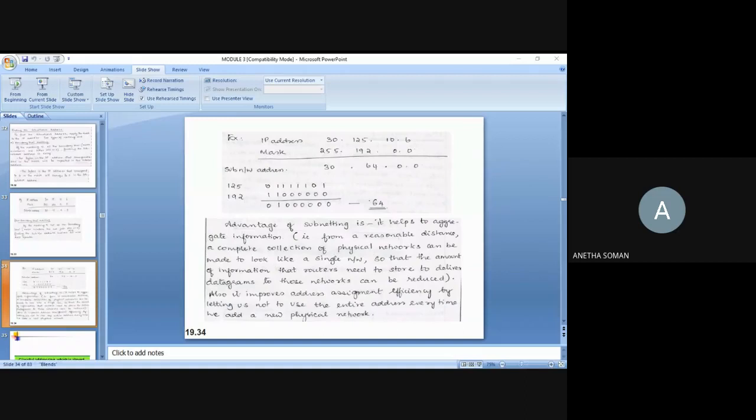See, the routers outside the organization know only a single network. But that single network is divided into many sub-networks. That possibility is provided with the help of subnetting. So that is the meaning. It helps to aggregate information. That is, a complete collection of physical networks can be made to look like a single network. So the amount of information that each router needs to store is reduced.